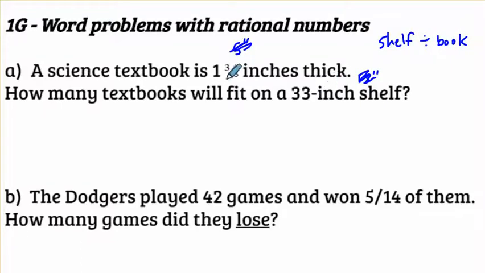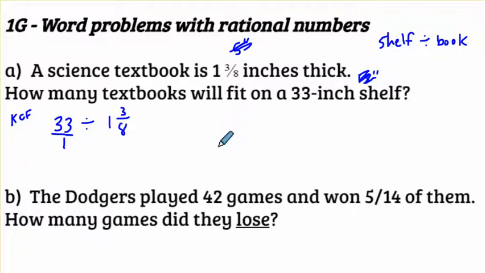Okay, so this is what it would look like. 33 is the length of the shelf divided by 1 3/8. That's the width of the book. So at this point, you're going to put a 1 underneath this as a whole number. You're going to keep, change, flip. And whatever answer that you get, just ask yourself, is it reasonable, right? We should get something in the 20s to 30 range. If you get a fraction as your answer, you know that there's something not quite right about that.